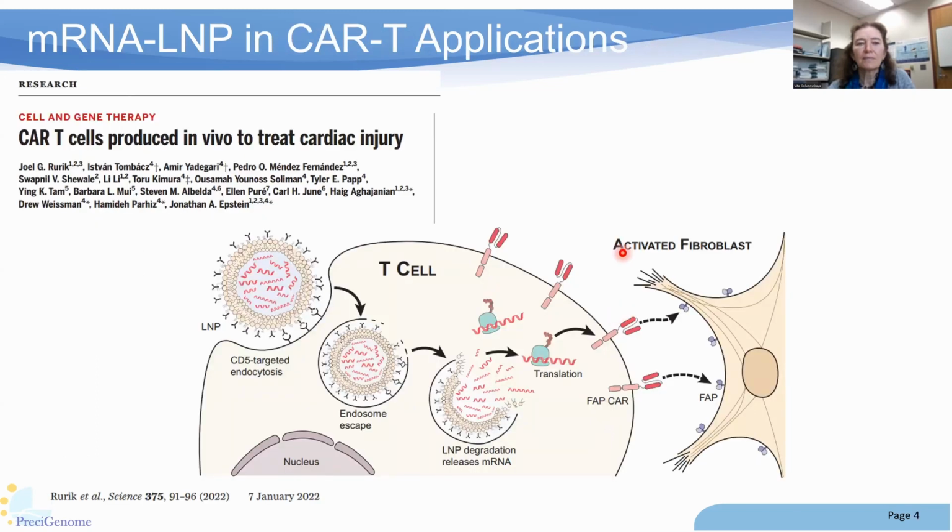Besides mRNA lipid vaccines, T-cell engineering is another hot topic in the application of lipid nanoparticles. Compared to electroporation, mRNA lipid nanoparticles show higher cell viability and shorter treatment time. Recently, Ulrich and colleagues demonstrated an in vivo therapeutic approach to generate transient antifibrotic CAR-T cells to treat cardiac injury.